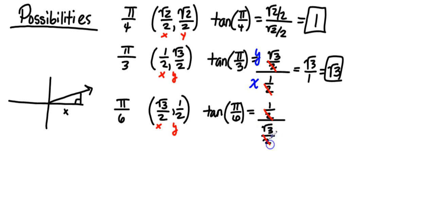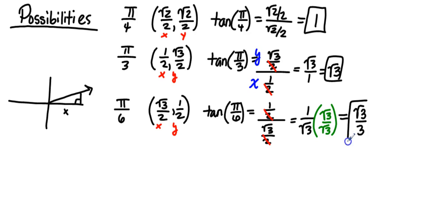Those 2's cancel when we do keep, change, flip. Our result is 1 divided by root 3. And we're not done yet because we can't have a square root in the denominator. Rationalizing gets us root 3 divided by 3 as an answer.